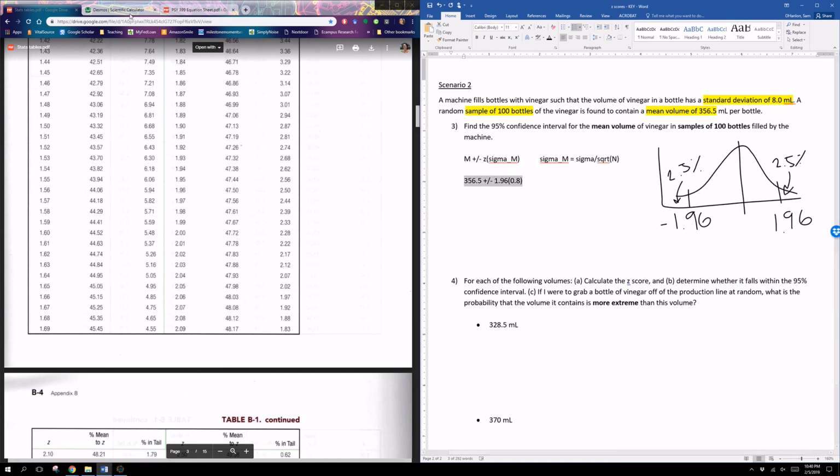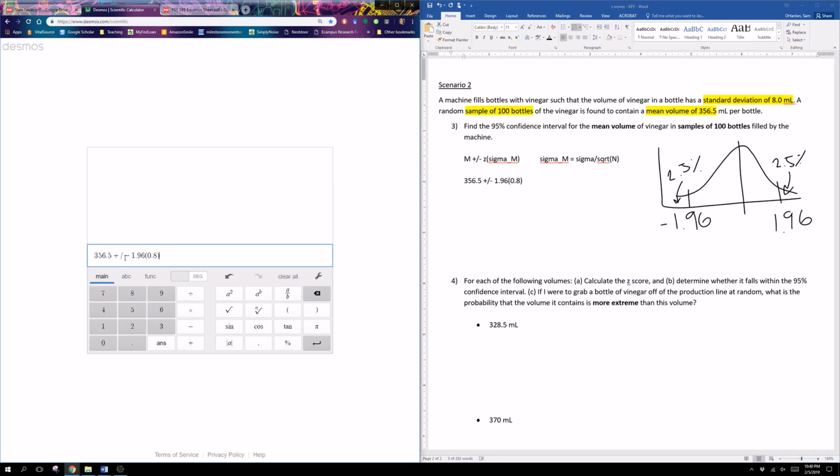Okay, I'm going to copy this, go over to my calculator, paste it in. It doesn't understand my plus minus, so I'm going to start with minus because that gives us the lower end of our confidence interval, 354.9. And then I can just highlight this, change it to a plus, and now I've got 358.1. Okay, there is our 95% confidence interval.